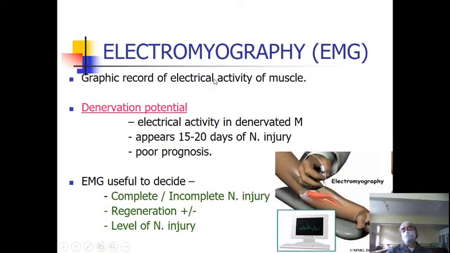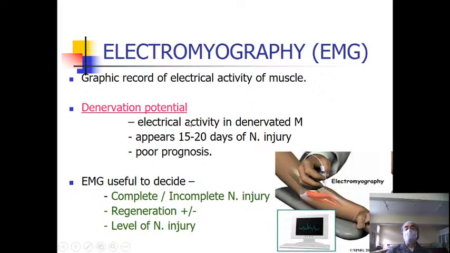Coming to EMG. EMG is electromyography. Here you have a graphic record of the electrical activity of the muscle. So instead of asking a patient and noting the subjective findings, this is better. Here the electrical activity of the denervated muscle is tested. So the muscle which has lost its nerve supply will be tested, and that will be recorded, which indicates whether the nerve is injured or not.